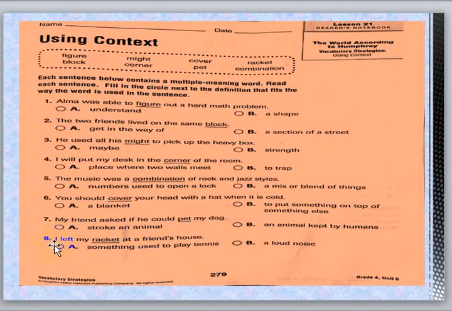Number eight and the last one, I left my racket at a friend's house. Racket here, my racket. Racket means number A, yes, correct. Something used to play tennis. So this lesson is very easy. I hope you study hard and well, and try to use the context and the sentence to figure out the meaning of these words.